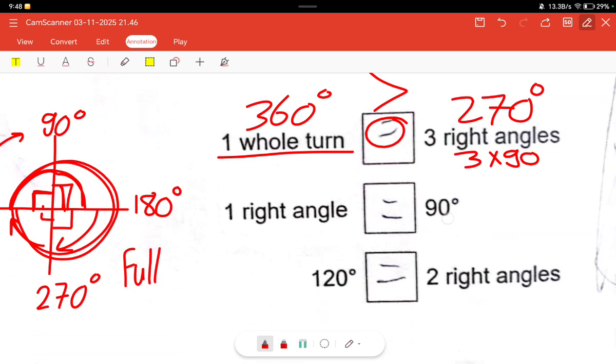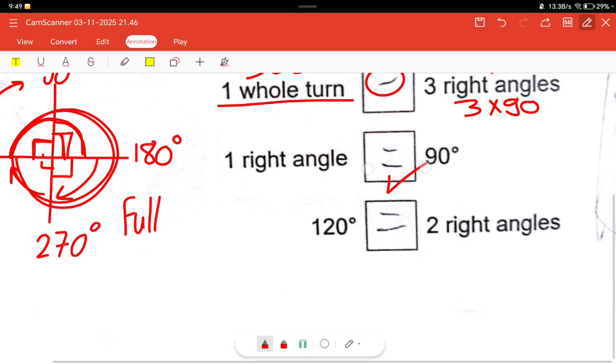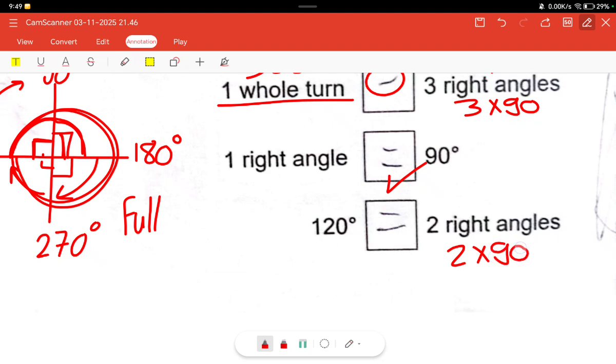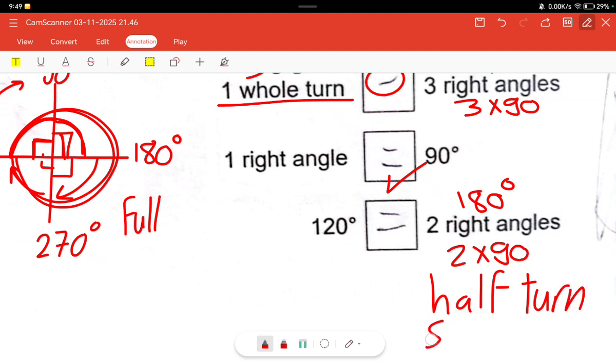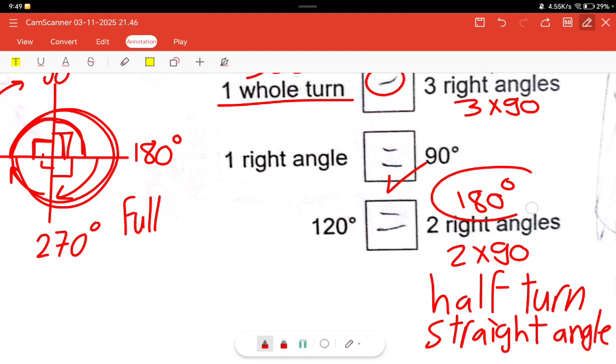Here, a right angle equals 90 degrees, correct? Here 2 right angles means 2 times 90, which equals 180 degrees. That's why sometimes we say 2 right angles are the same as a half turn or a straight angle. Okay, all of these are the same, equal to 180 degrees, and this is 120. So 2 right angles are, of course, greater than 120.